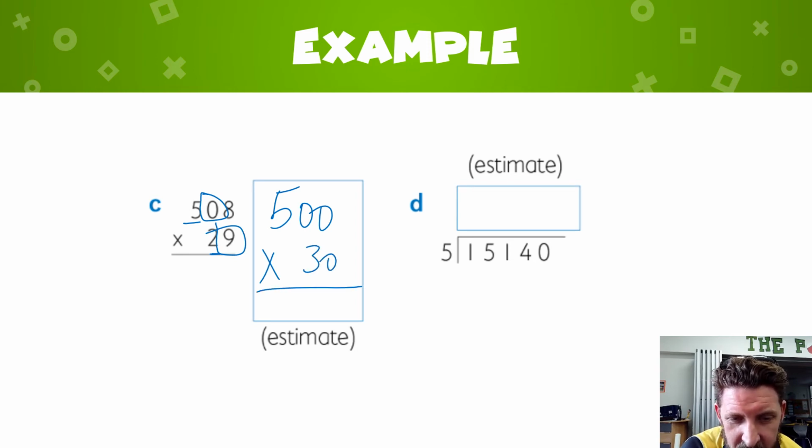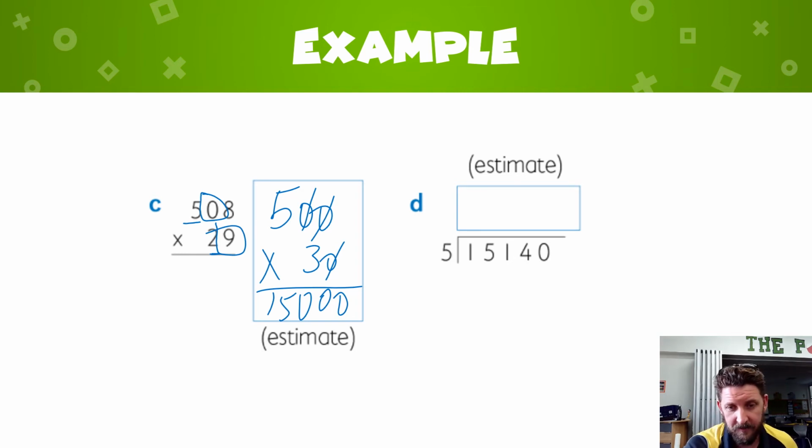Now, I know straight away my rule when I'm multiplying with zeros. I'm going to cross out my zeros and put them straight on the answers. 3 zeros. Then I'm going to multiply what's next. 5 times 3, it's 15. So my approximate answer here is 15,000.